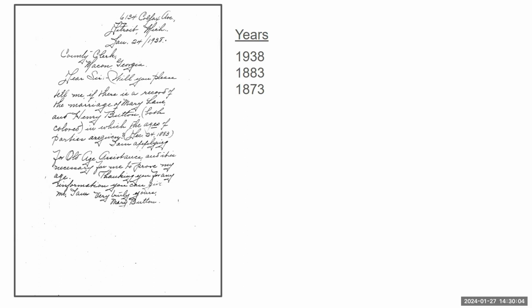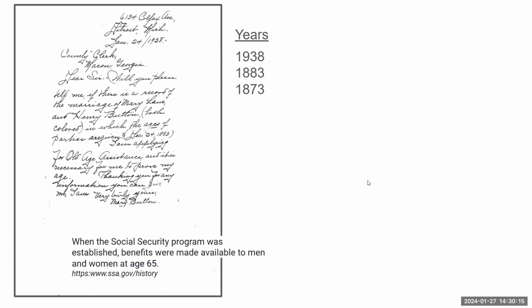So in this letter, I have where she's living in 1938. I have that she married and was living in Macon, Georgia in 1883. And since she's applying for old age assistance, at that time, the age for benefits was 65. So if you do some subtraction, her birth year might be 1873. So those are years I can work with.